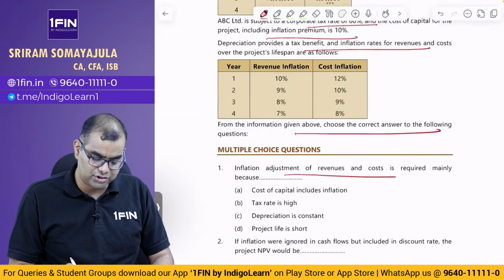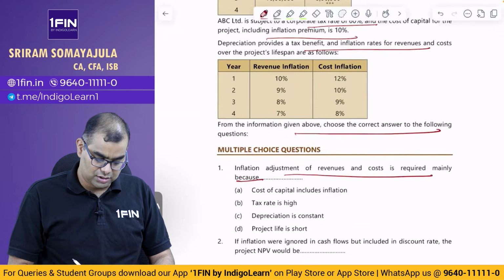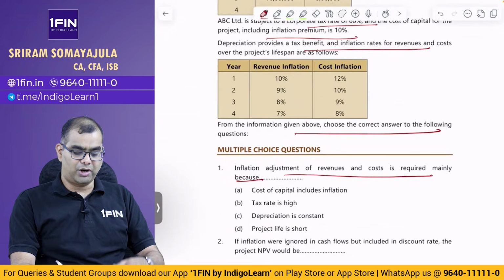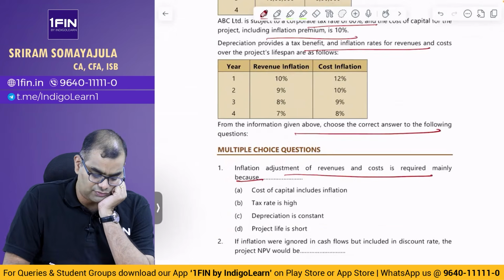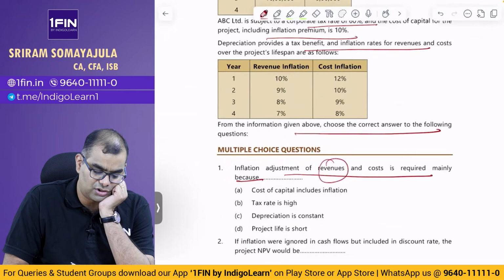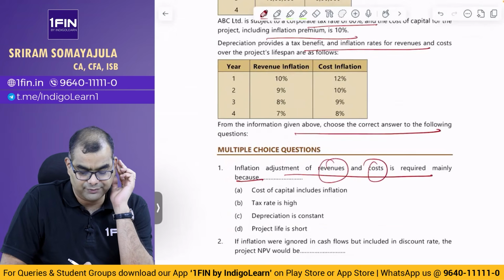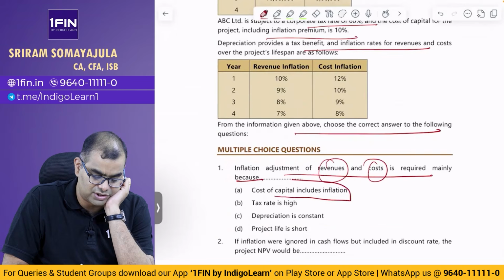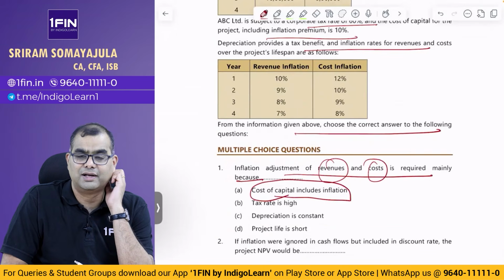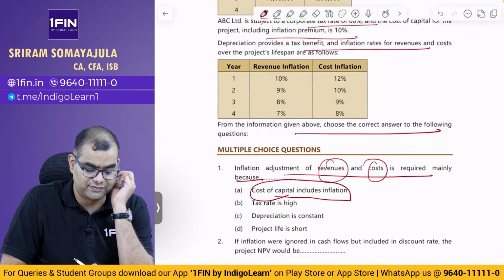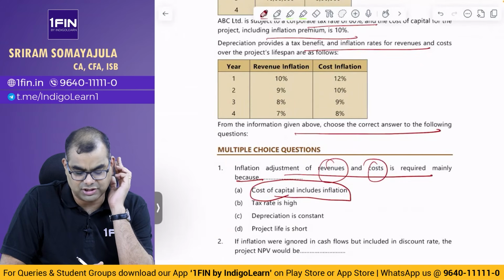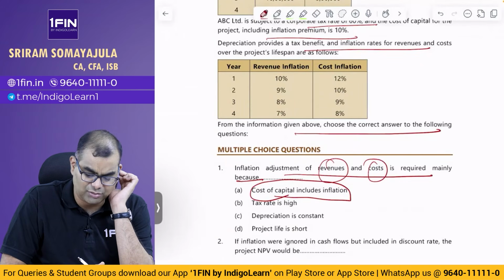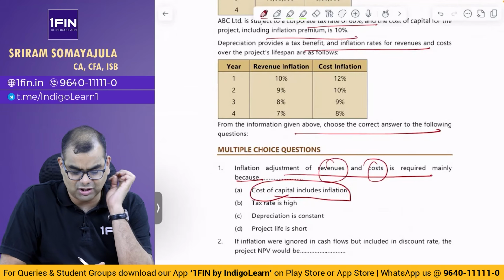Inflation adjustment of revenues and costs is required mainly because cost of capital includes inflation, tax rate is high, depreciation is constant, and project life is short. See, why are we adjusting revenues and cost for inflation? Because if your cost of capital also includes inflation, you have to necessarily ensure that both the numerator and denominator, everything has inflation. Tax rate has no logic. Project life is short, that is also not logic. Depreciation is constant. How is that related to revenues and cost and inflation?